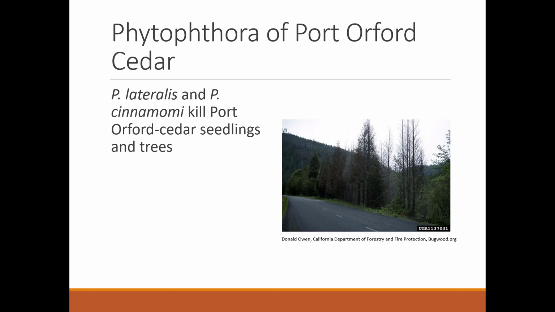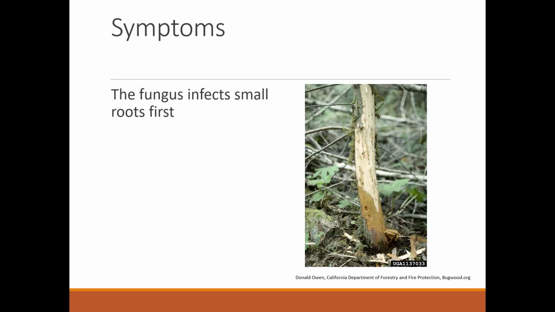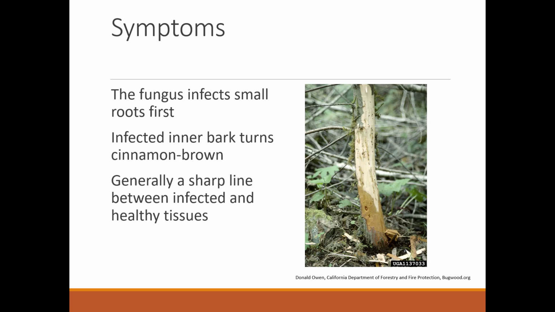Here we have a row of cedars. And often what happens is, not only is it spread through equipment and animals and water, but root grafts occur underground that will connect these trees and they will all get it. So the symptoms include the small roots first. The inner bark turns cinnamon brown. Generally, there's a sharp line between infected and healthy tissues, and I know that sounds like it should be abiotic, but in this case, this is one of the symptoms of Phytophthora.